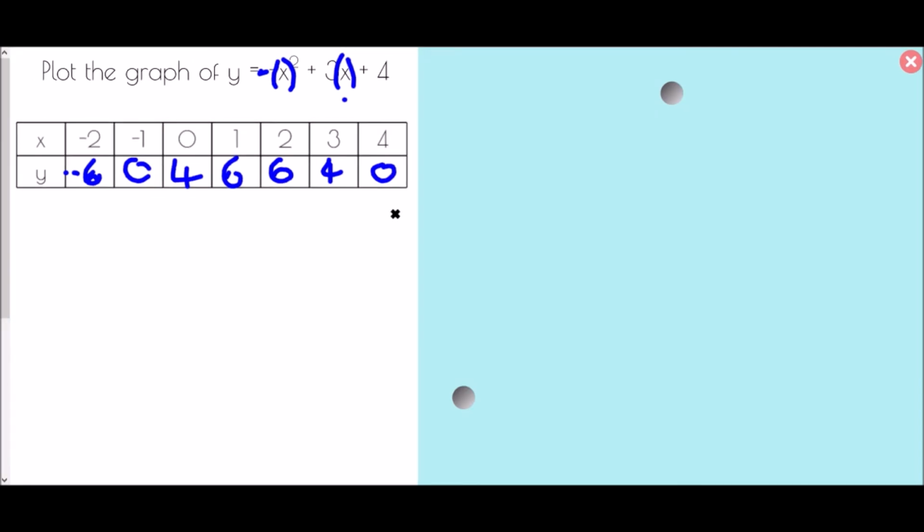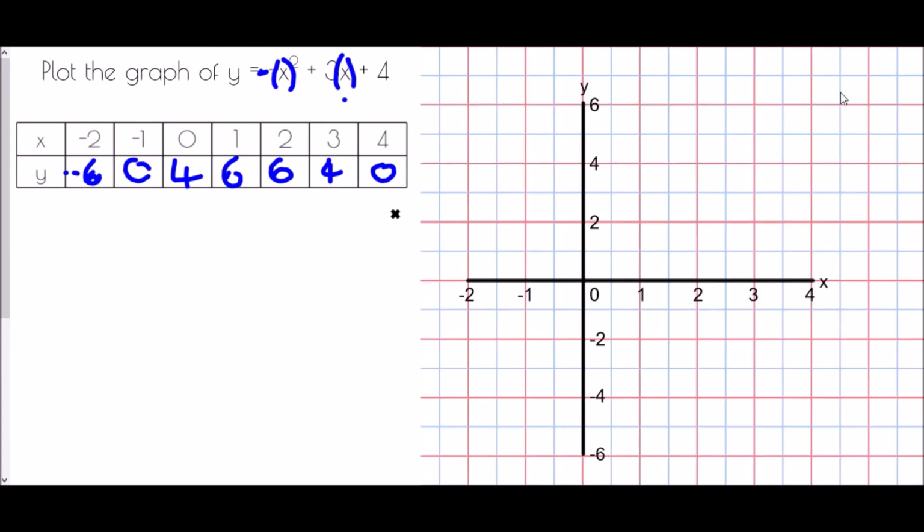And so all we now need to do, just like we have done previously, is plot each of those points onto the graph. So let's place each of those coordinates on our graph. We've got -2, -6. There we go. We have -1, 0. We have 0, 4. We have 1, 6. We have 2, 6. We have 3, 4. And we have 4, 0.